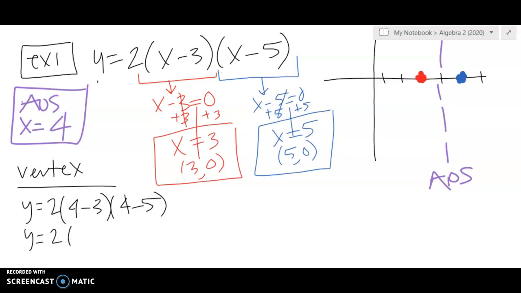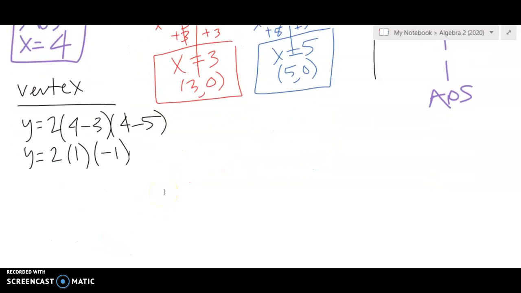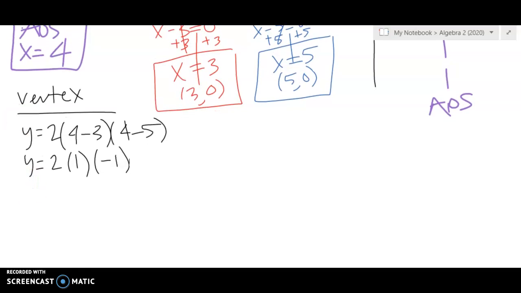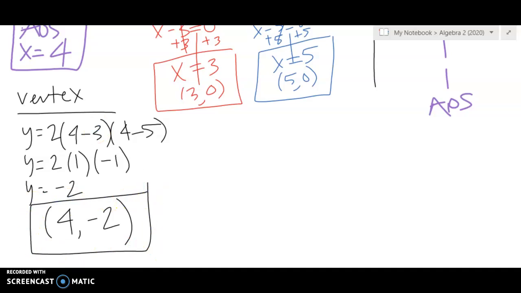So 4 minus 3 is 1. 4 minus 5 is negative 1. And then I need to do some multiplying. 2 times 1 is positive 2. Then 2 times negative 1 is negative 2. So that means the y value is negative 2. If the x value was 4, that's what I plugged in, then the y value is negative 2. I found that. And that's how you would identify the vertex.